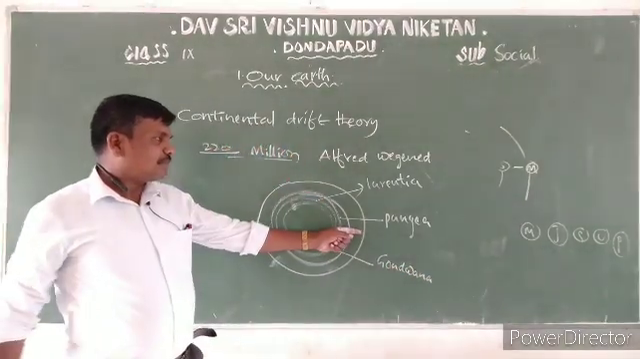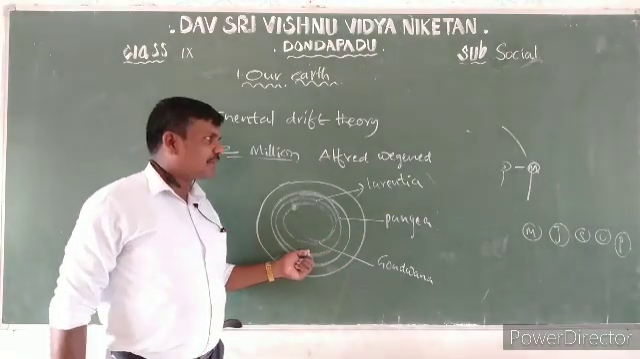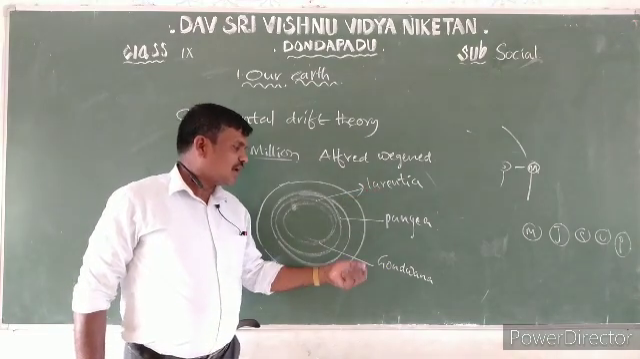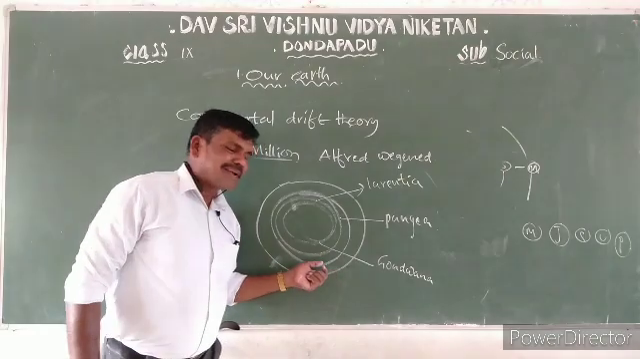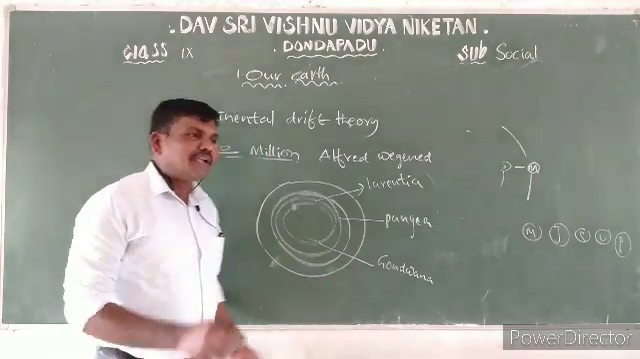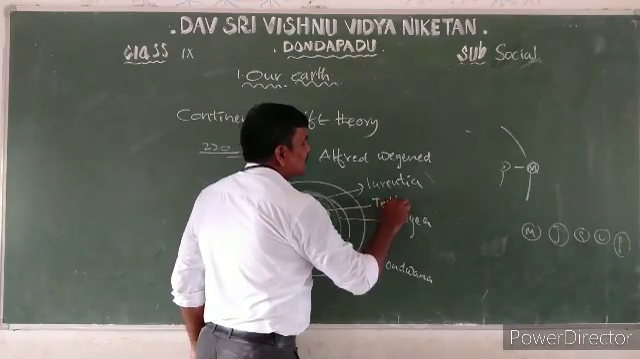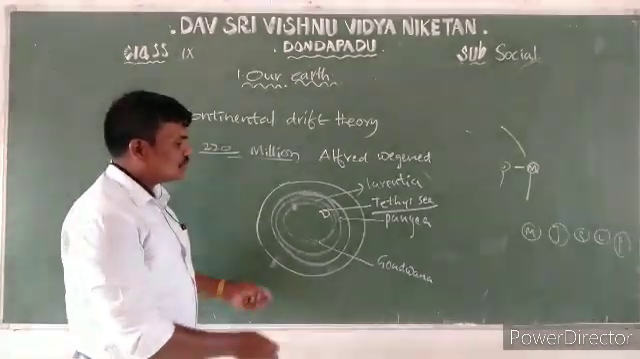So Pangea, the big mass, is called what? Pangea. The north part of Pangea is called what? Laurentia. The southern part is Gondwanaland. Meanwhile, somewhere here the Tethys Sea is also there.